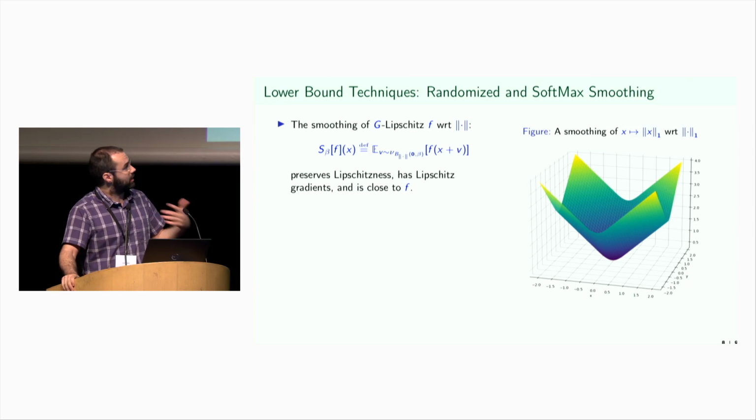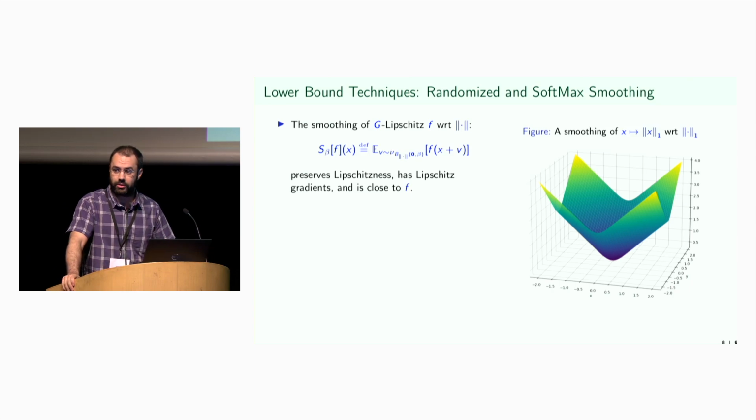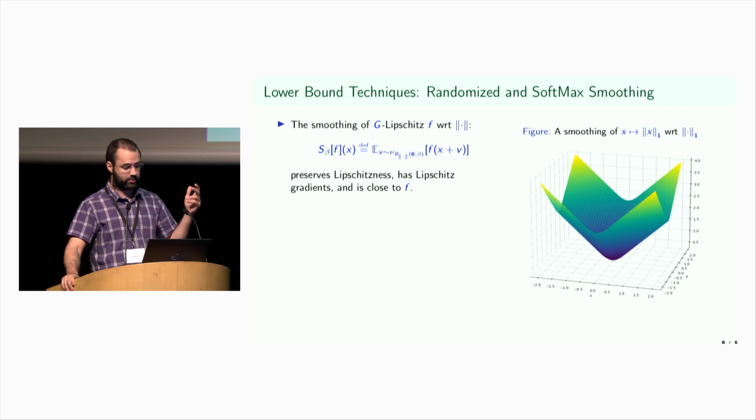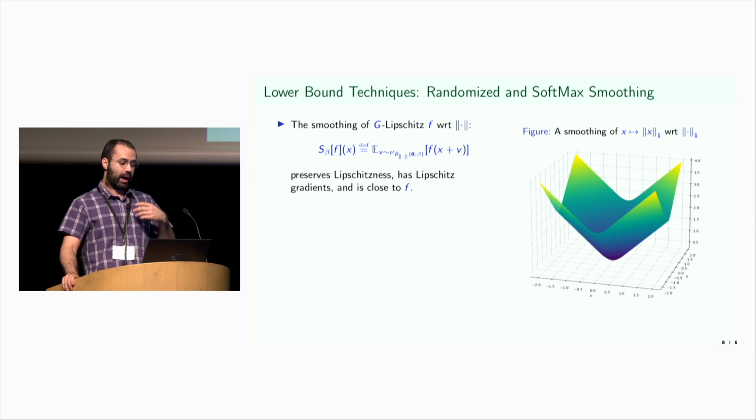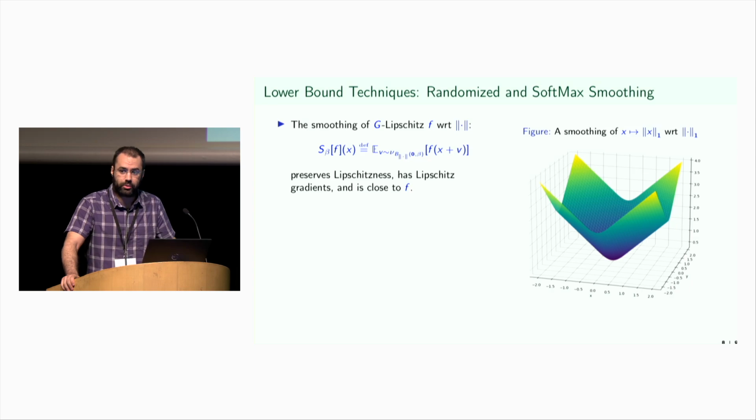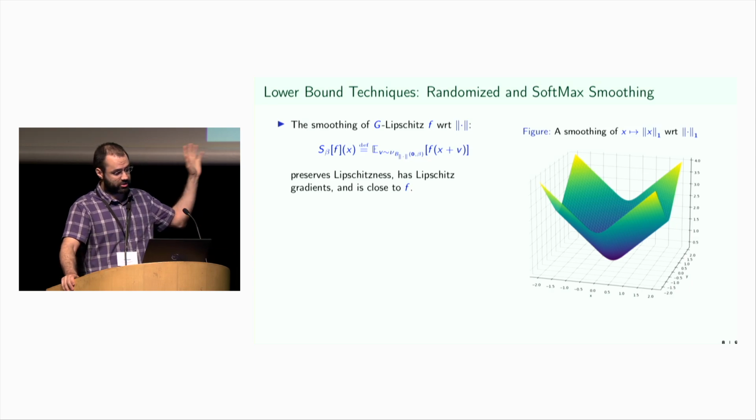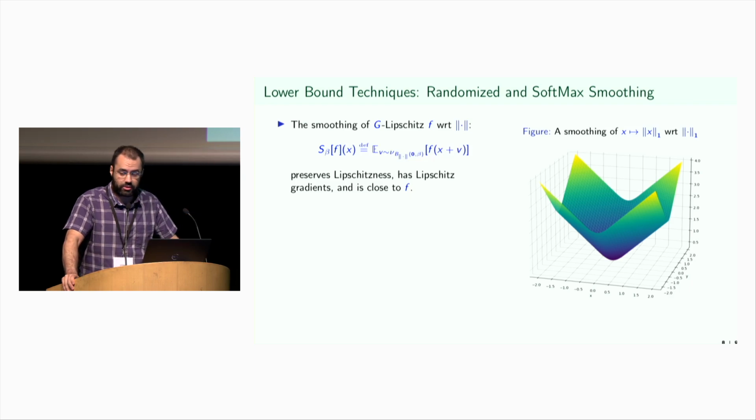In order to do this, we had to develop two main techniques to get smooth functions with respect to any norm. So one of them is randomized smoothing, where here we would substitute a G-Lipschitz function with respect to an arbitrary norm by another function that at each point has a value which is the average of the neighborhood centered at that point with respect to that arbitrary non-Euclidean norm that we started with. So we can show that this preserves Lipschitzness and is going to have Lipschitz gradients, whose constant is going to depend on the dimension, but this does not matter for the lower bound, so the dimension will not appear in the end.